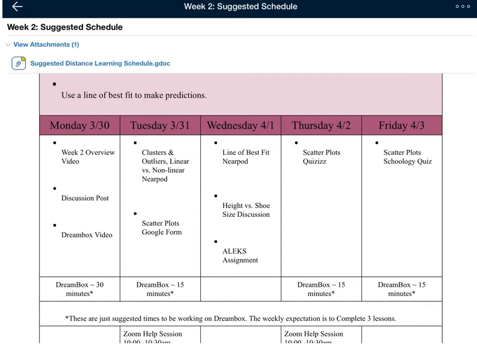Okay, here's Tuesday's overview. We're going to do two things today, a Nearpod and a Google form. And hopefully you were able to get into the DreamBox yesterday. And one more thing down here, Ms. Hartman's going to do a Zoom session at 10 a.m. today, or on Tuesday. So I'll be joining that one as well.